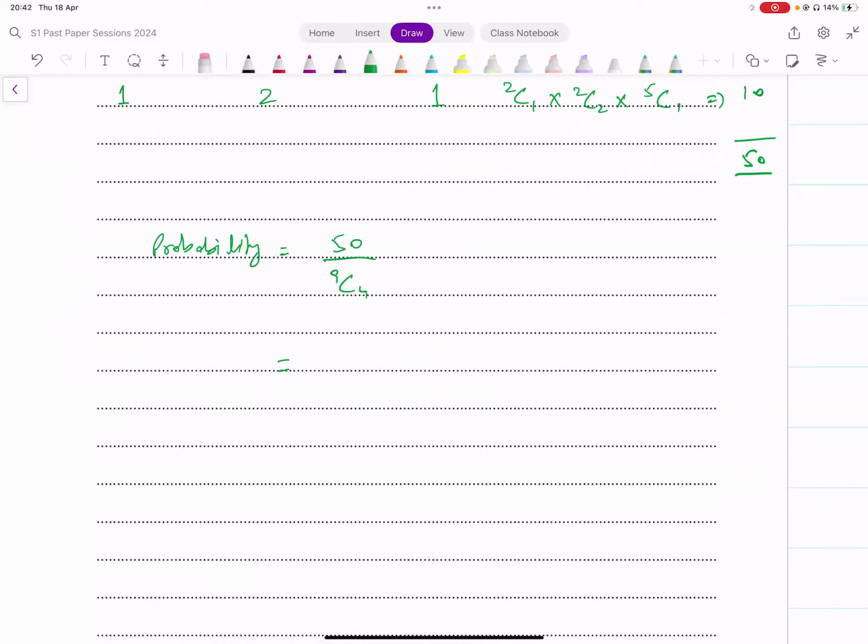the result 50 over 9C4, and that gives you 25/63. And that's the probability that you've got.